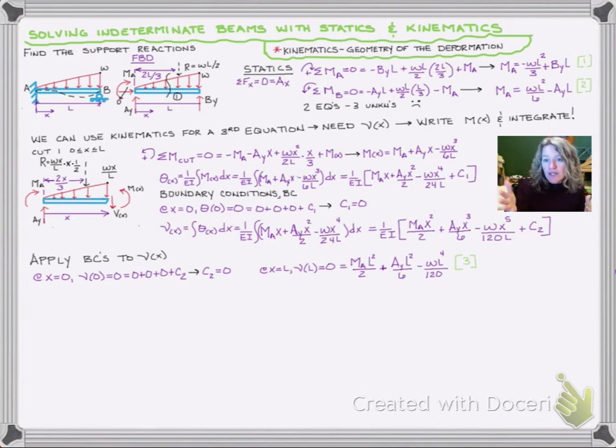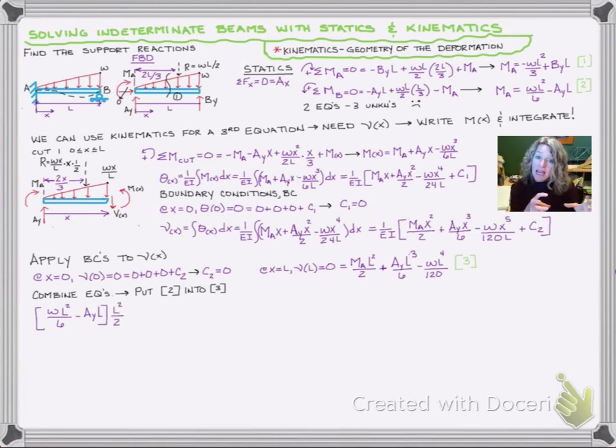In fact, notice equation 2 and equation 3 have the same unknown terms in them. So why don't we just plug equation 2 right into equation 3? Whoops, I just remembered I had forgotten to press enough buttons, so that is definitely AYL cubed. But let's put equation 2 into equation 3. As we plug that in, there's our M of A plugged into that first term, and then we can fill out the rest of the equation: AYL cubed over 6 plus WL to the 4th over 120. AY is the only unknown in that expression, so we can find that as 9WL over 40.